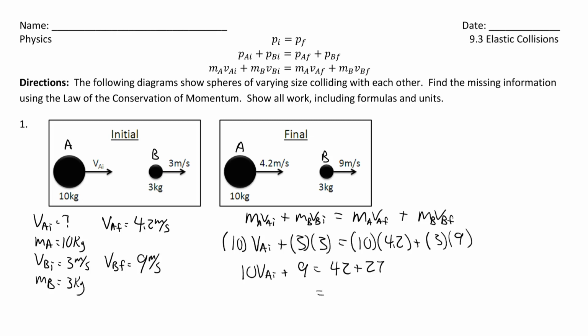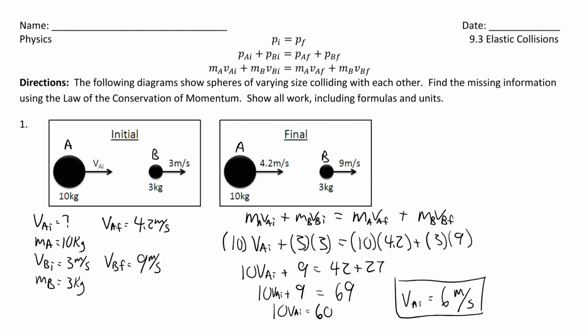So 42 plus 27, that's 69, and this is 9. This is 10 VAI still. And then you subtract 9 from both sides, so you have 10 VAI is equal to 60. So the initial velocity of ball A is 60 divided by 10, 6 meters per second. So this is 6 meters per second.